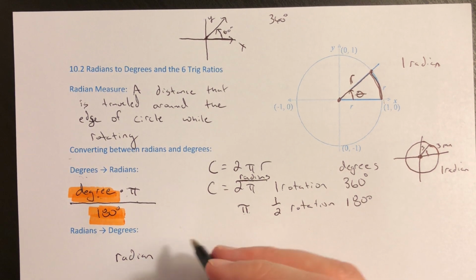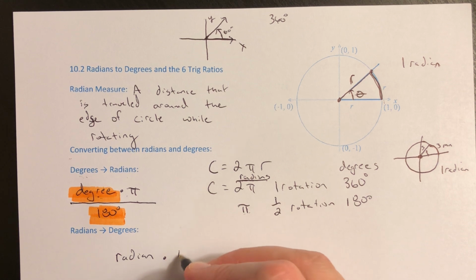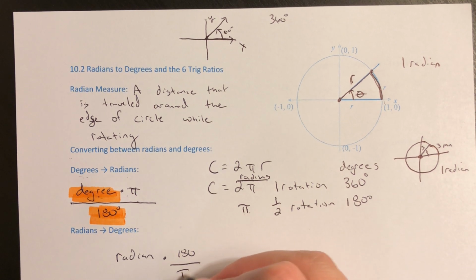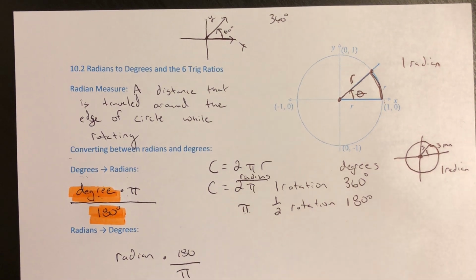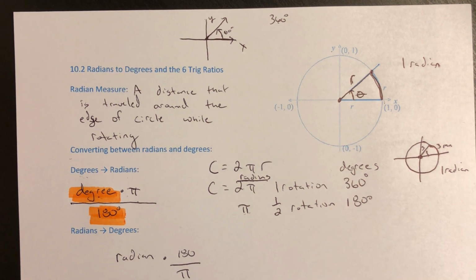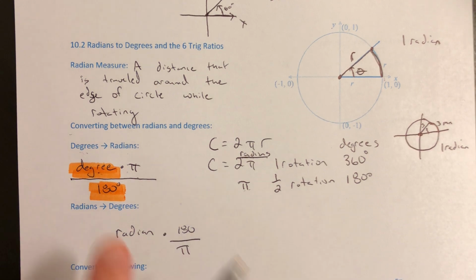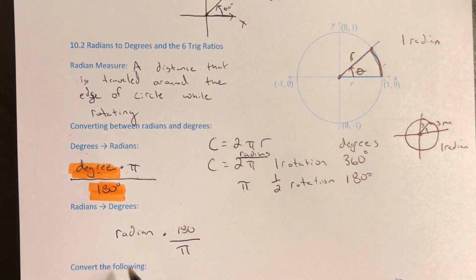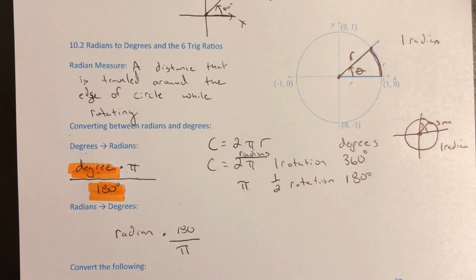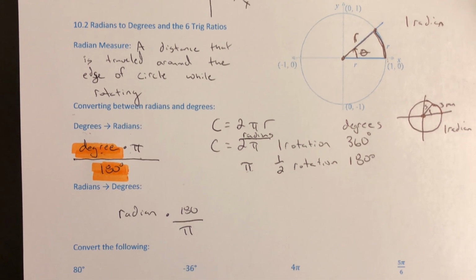All right, going the other way, what we do is we multiply by 180 and divide by pi. So it's the exact opposite. And you'll see why dividing by pi is going to help us out with simplifying. So divide by 180 to go degrees to radians, multiply by 180 to go radians to degrees. All right, so let's practice here.